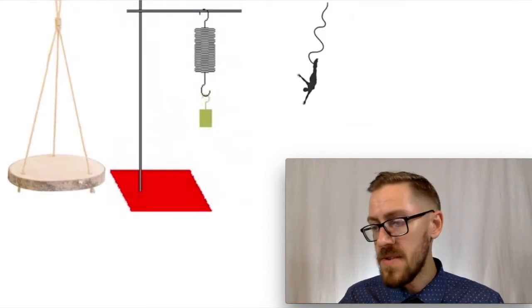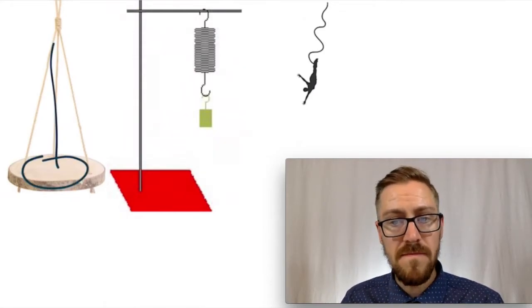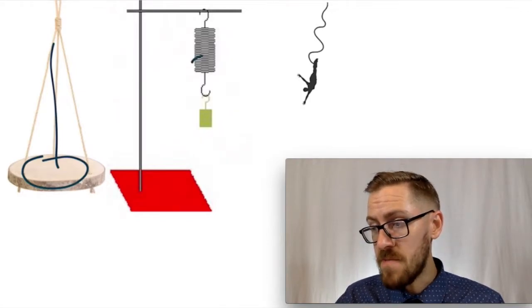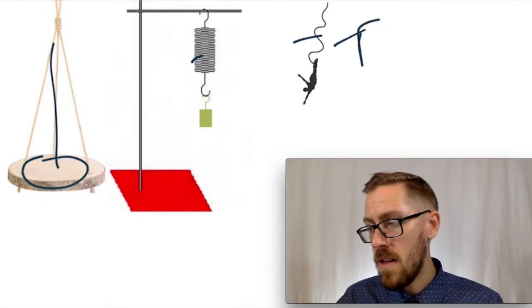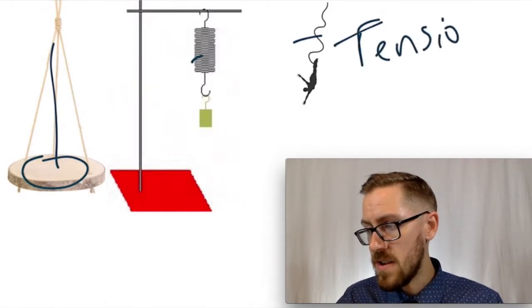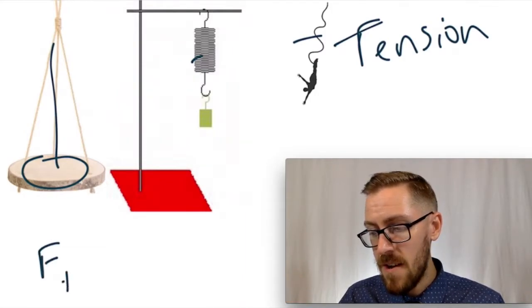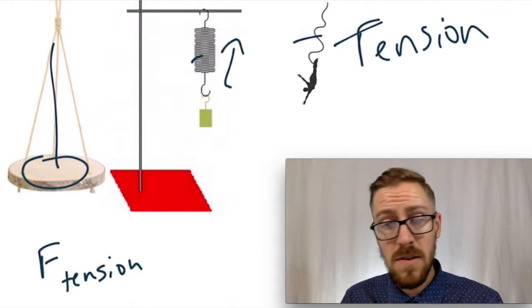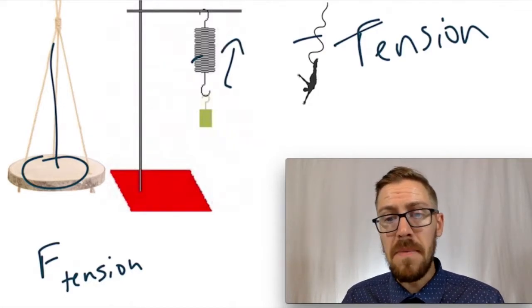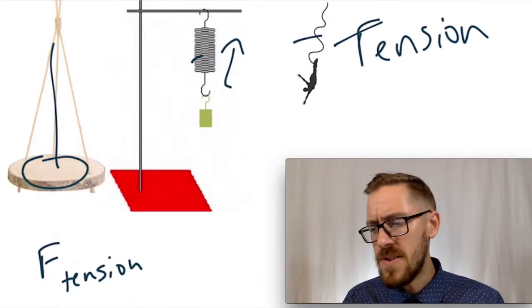These are three examples of a wooden plank that's sitting on a rope, a spring, a bungee cord. All of these are examples of what we call tension. If we wanted to name this, we'd call it F tension. Now, if you call this F spring going upward, sure, you can call it that. But the specific general term that we use for that is tension.